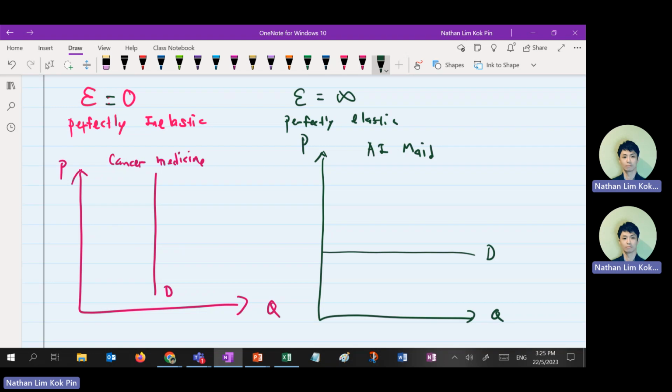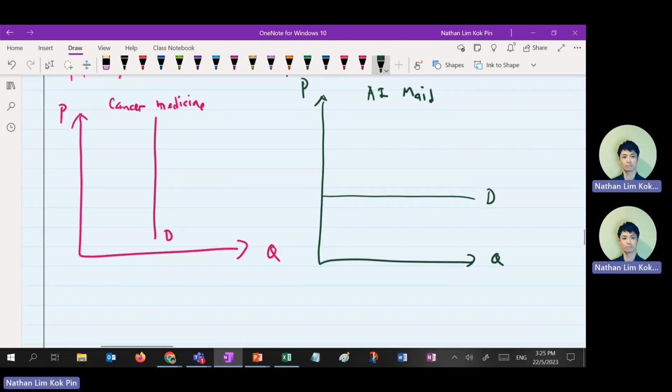Okay, make sense? Maid, yeah, maid. You all know what is a maid, right? You all use a lot of maids at your home. So this can be perfectly elastic.